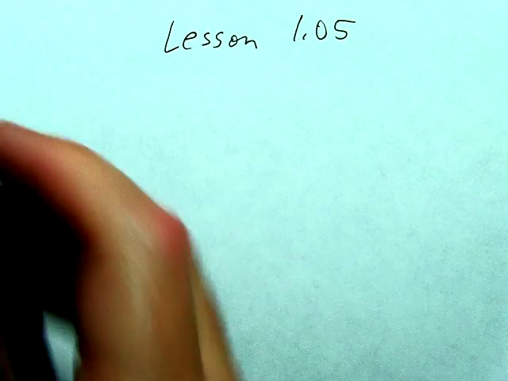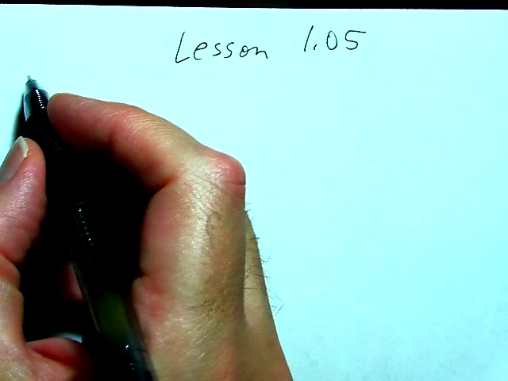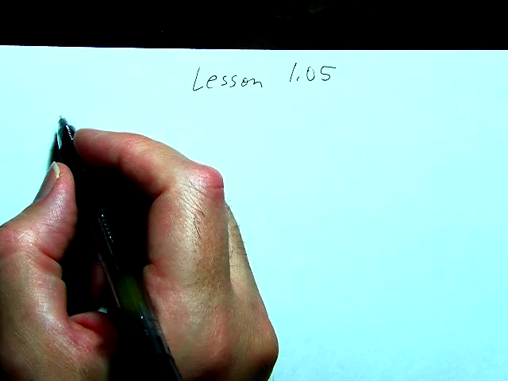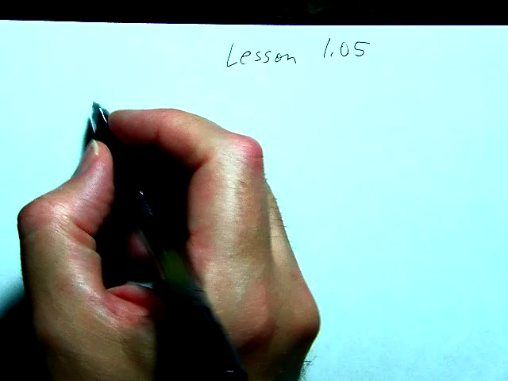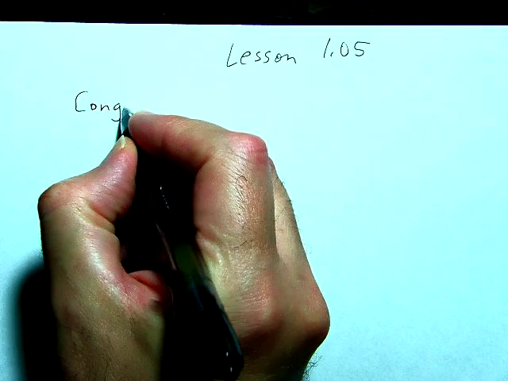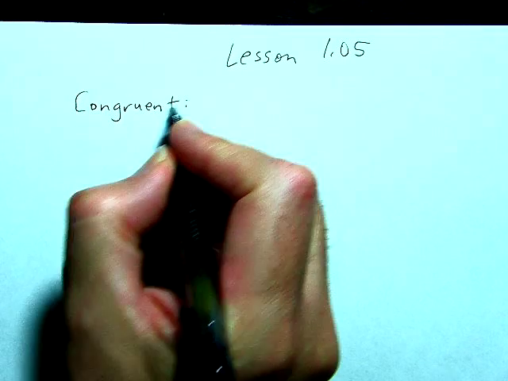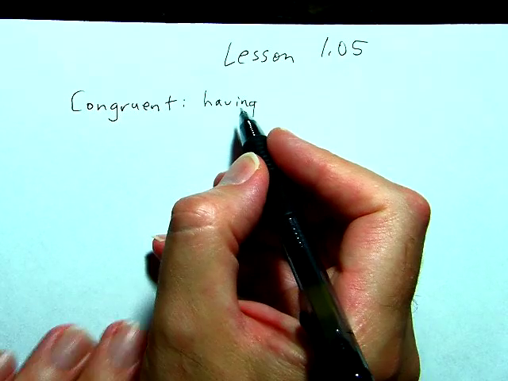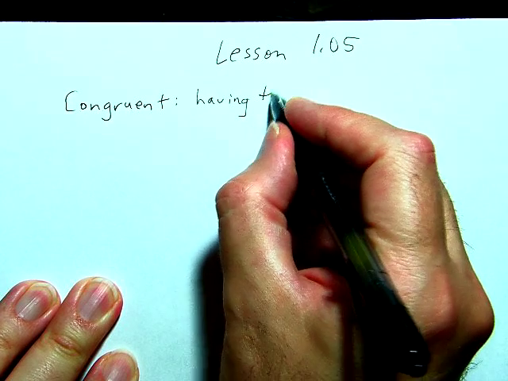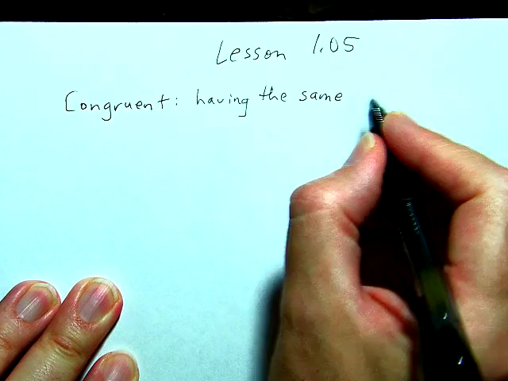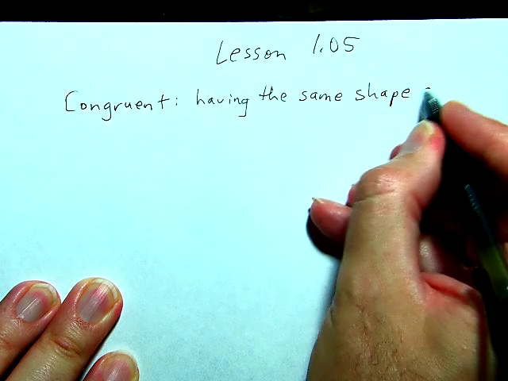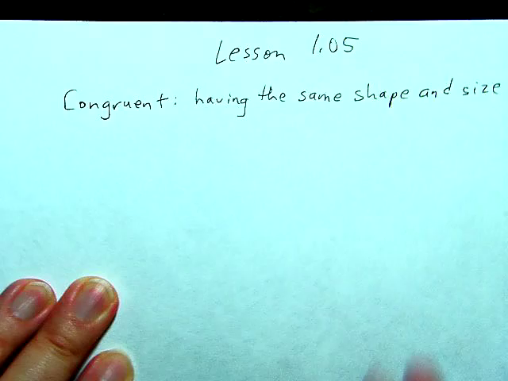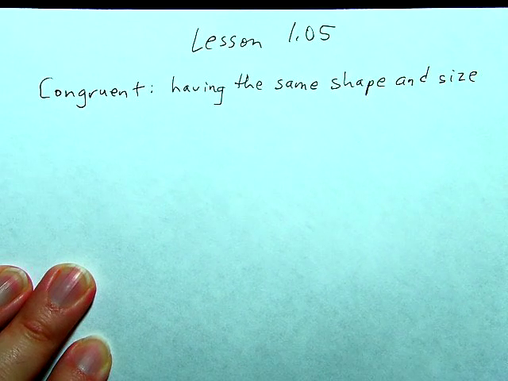We're going to start with this word, congruent, or I should say congruent, as it's said out in the West. Let me write that word down. Congruent means having the same size and shape, or having the same shape and size. So two geometric figures are congruent if they have the same shape and size.